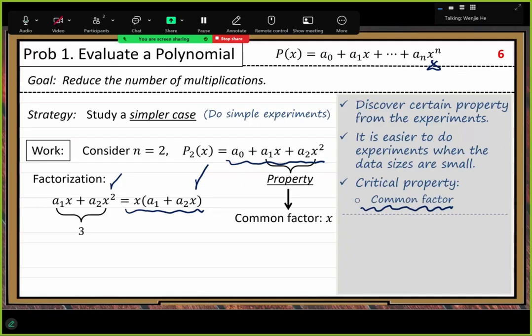So let's count the number of multiplications. The first one, 3, right? 1 plus 2. The first term you need 1 multiplication. Second term you need 2 multiplications. So total 1 plus 2, 3. Tell me how many for the second? 2. Let's count. The first one, x times this parenthesis, that's 1. The second one, a2 times x, that's 1. So 2. Addition, we do not count.